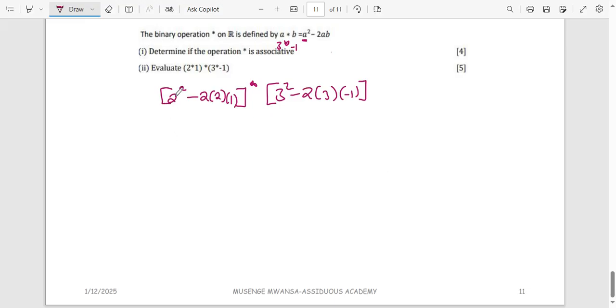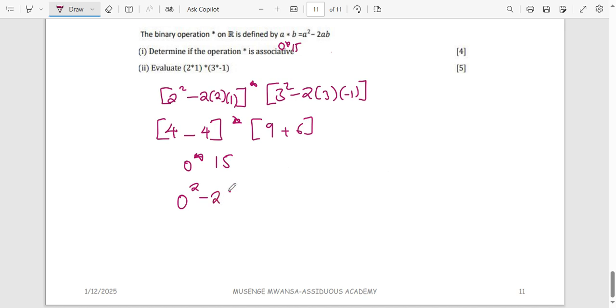Okay, so this now gives us 2 squared is a 4. Negative 2 times 2 times 1, that is also a 4. And then we have got a star. 3 squared is a 9. Negative 2 times 3 times negative 1, that is going to be a positive 6. So this is going to be 0 star 15. Again, we'll go back in our operation, but now this is a 0 star 15. Where there is A, we'll put 0. Where there is B, we'll put 15. So that will be 0 squared minus 2 times 0 times 15. So this is going to be 0 minus 0, and so the answer is 0.